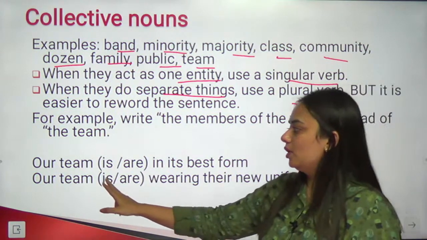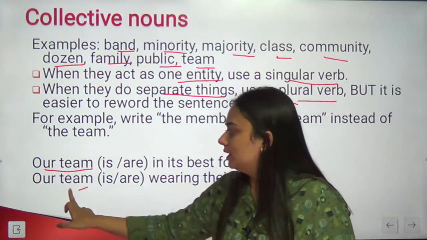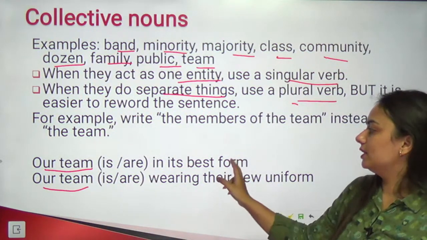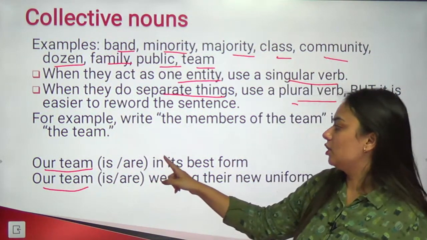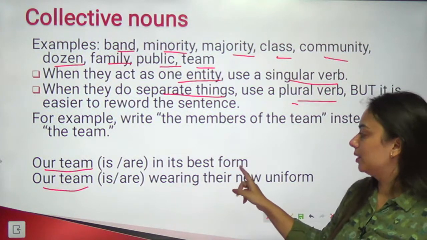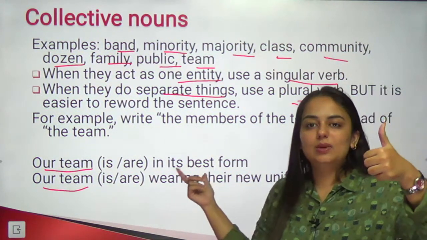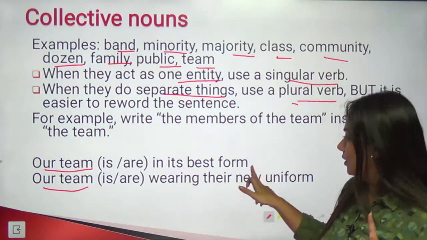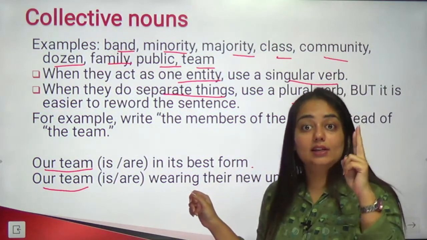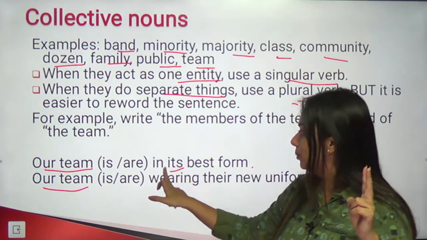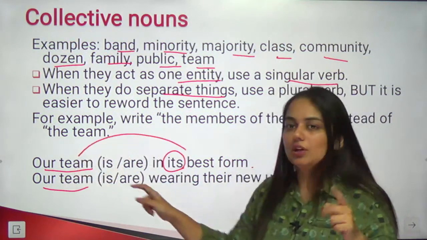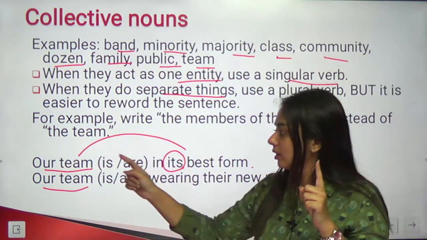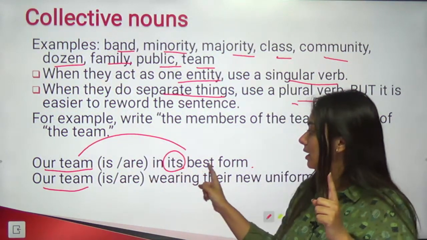Look at this one now. Our team. In both the sentences, I have used the same subject, which is our team. But in the first case, our team is or are in its best form. So the first hint is team always works as one when they are performing. This is hint number 1. Hint number 2 is look at the pronoun used for this subject. They themselves have used its, not their. Our team is in its best form.